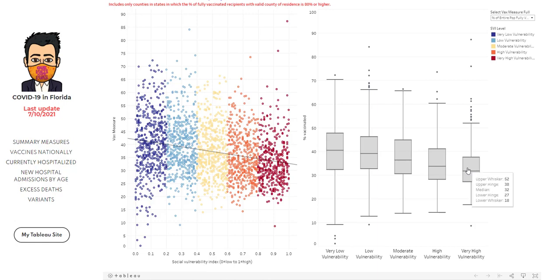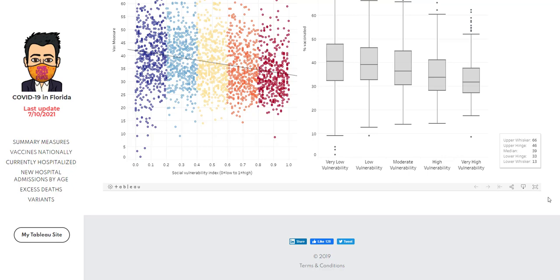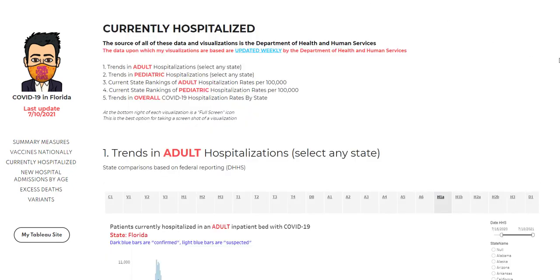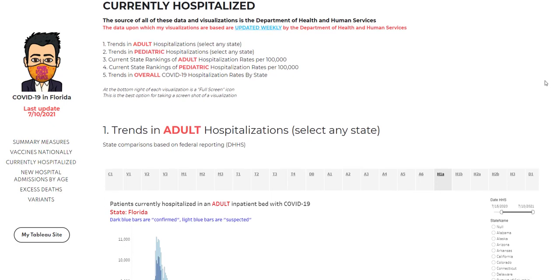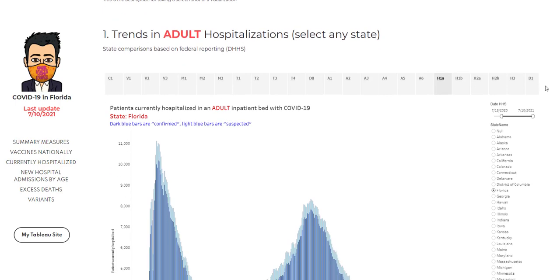You can hover over the box plot and get various statistical information. So that was the idea on the vaccinations page. Let's talk quickly about another really important measure. These are hospitalization rates. The first one is going to focus on people currently hospitalized with COVID-19. This is not new people coming into the hospital, but just who's in the hospital with COVID-19 on a given day. And there are only 5 visualizations on this page.